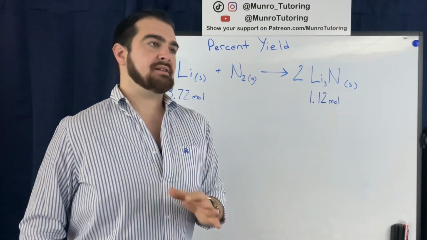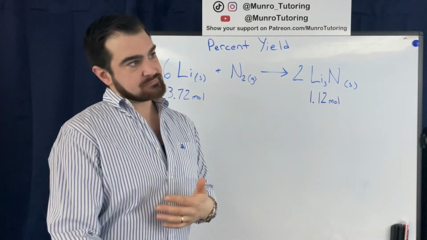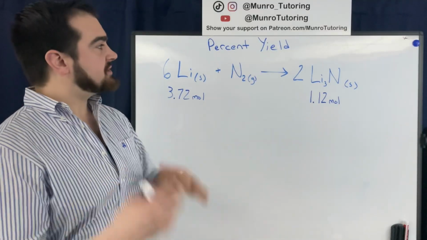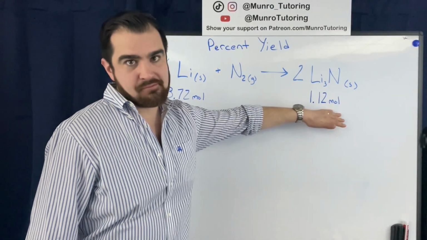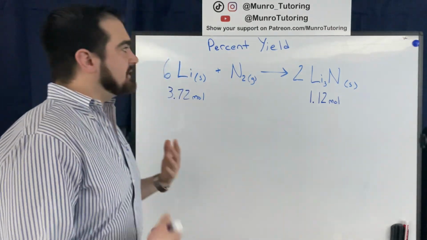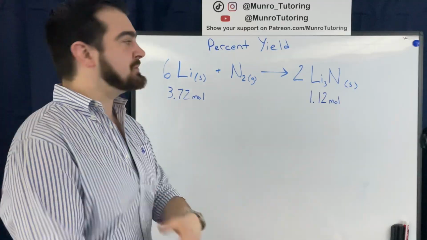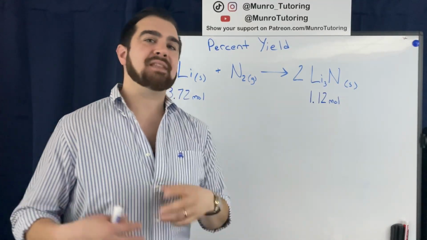And so the idea is they're giving us how much lithium we're going to use in the reaction, and they're also telling us how much we actually got of the lithium nitride. So now what do we do, right? At first glance, it looks like there's nothing to convert to because they gave us this. If we did some stoichiometry, we would get this, right? But that's not the case.